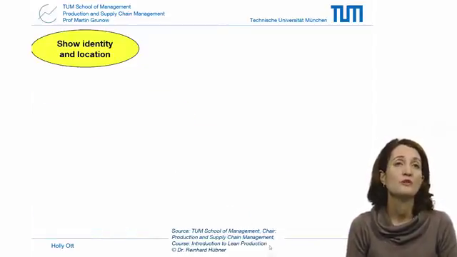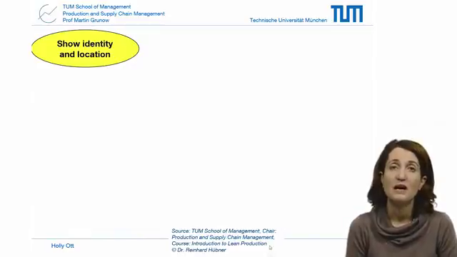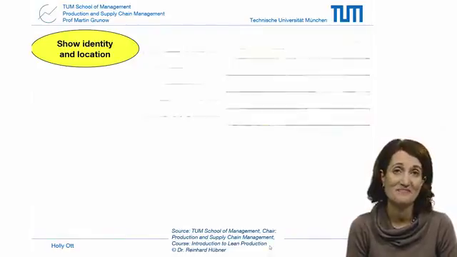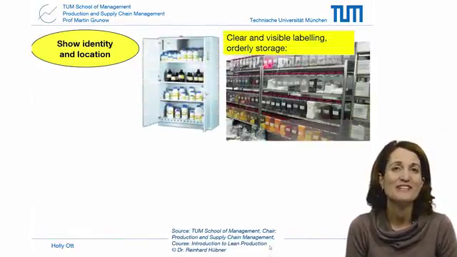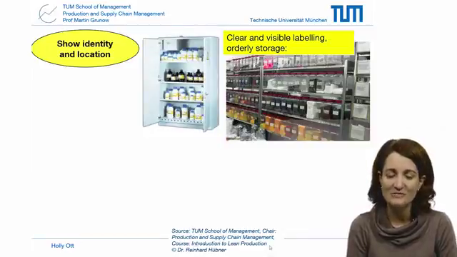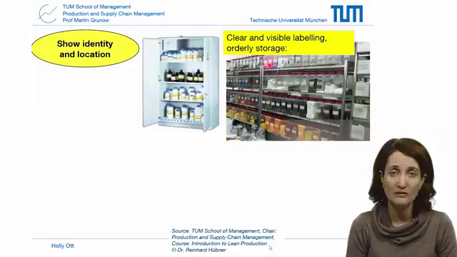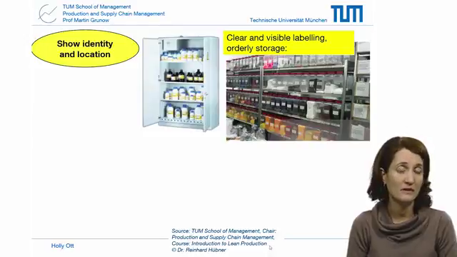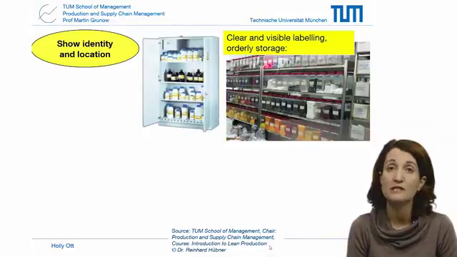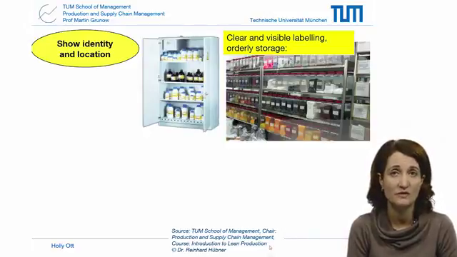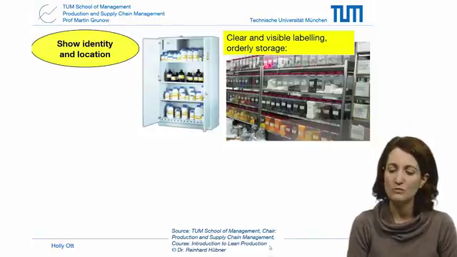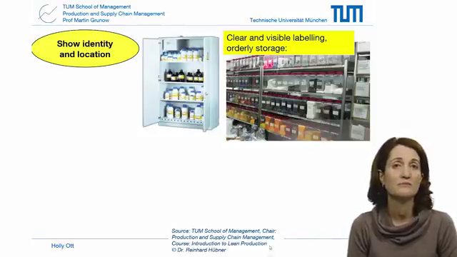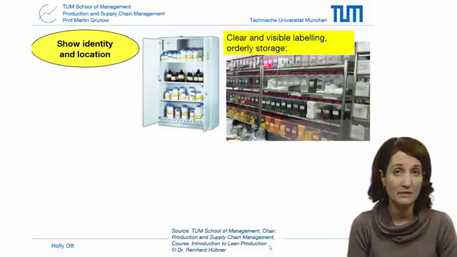So the first goal, show identity and location, can be done with visual management and is an excellent tool for improving your housekeeping. Showing identity, for example, requires clear labeling and orderly storage. In this lecture we're looking at real examples from companies that have implemented visual management as part of their lean transformation. Here we're looking at clearly labeled materials placed in an orderly fashion on shelves or in the storage area. What is this bringing us? What kind of wastes are we eliminating here?